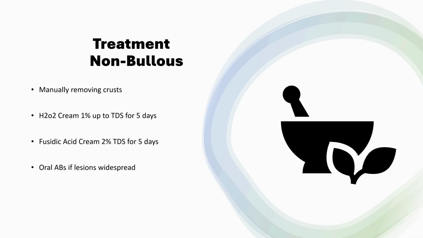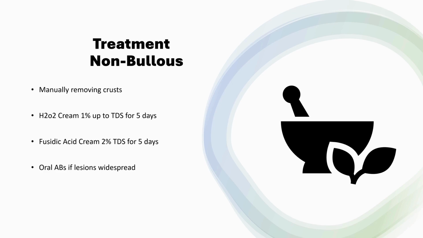If that's unsuitable, the next step will be to prescribe fusidic acid cream, 2%, 3 times a day for 5 days. Fusidic acid cream is a prescription-only medicine in the UK, but it's now available from the pharmacist under a patient group direction. Now, it's worth mentioning that these creams are suitable for lesions that aren't widespread. If they are, then oral antibiotics will be preferred, as for the bullous type.